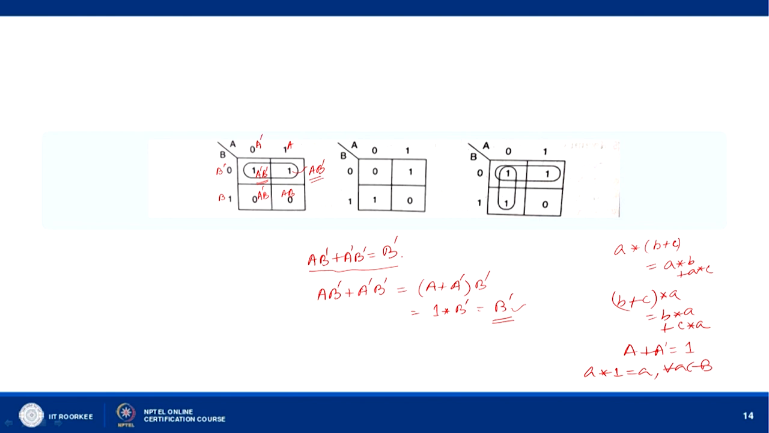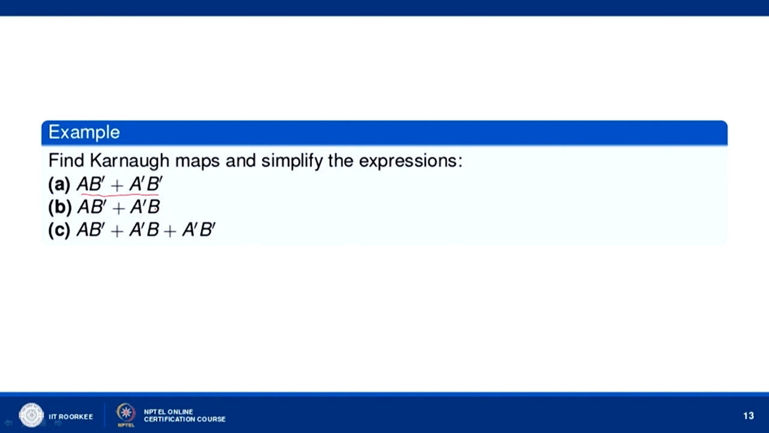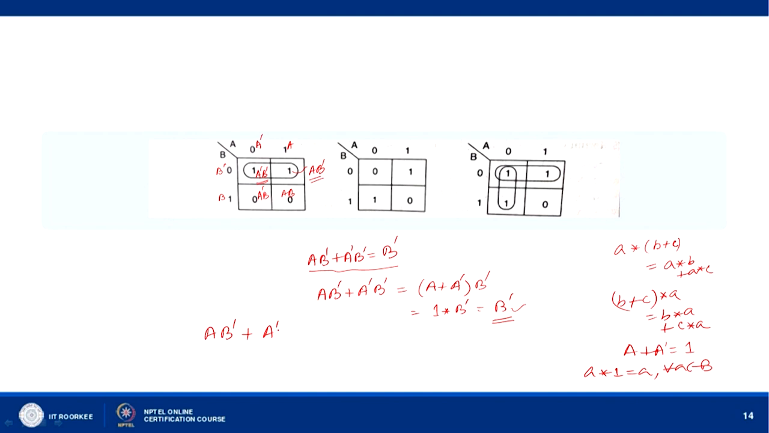Now, let us go to the second part, which is A B dash plus A dash B, okay. Now, this is A dash B dash, this is A dash B, we have A B dash here and we have A B here.